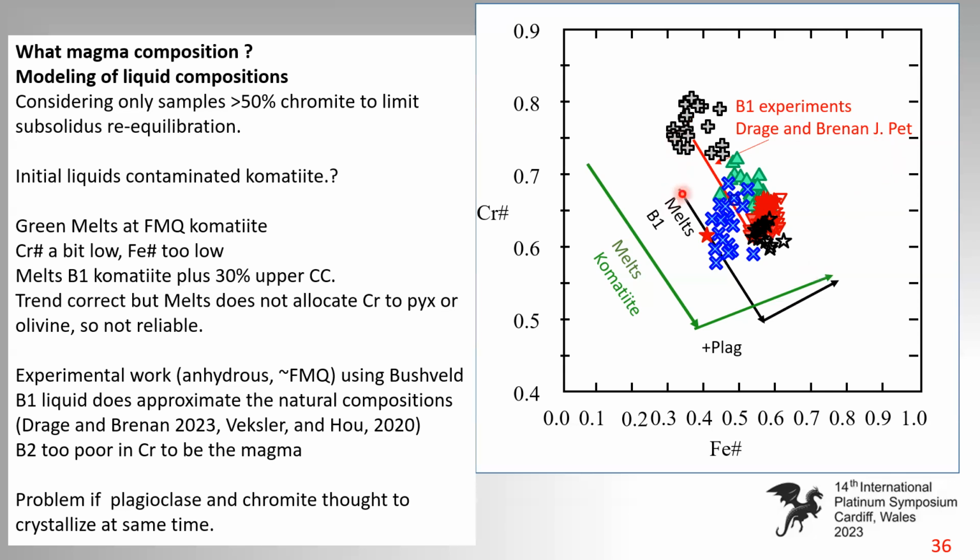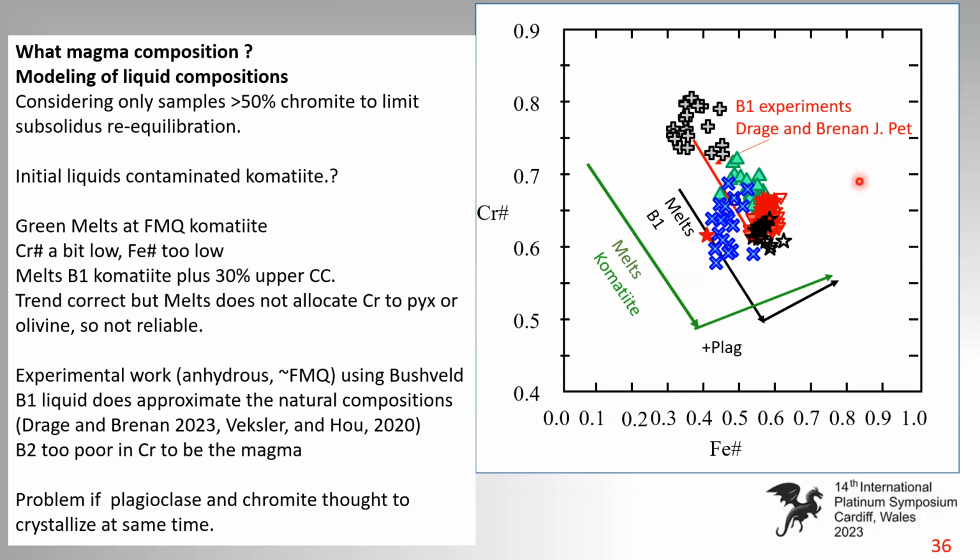If we take the B1, which is a chromitite with about 30% upper crust mixed in, that's what MELTS has to say about it. But interestingly, Draga and Brennan, in a recent JPET paper, took the B1 and actually did experiments with it. And this is the line they get, the red line there. So I'm rather happy with that, because it matches roughly where our chromites are. Oh yes, I should mention I've only put on the chromites that have more than 50% chromite in the rocks. The other ones are not on there anymore.